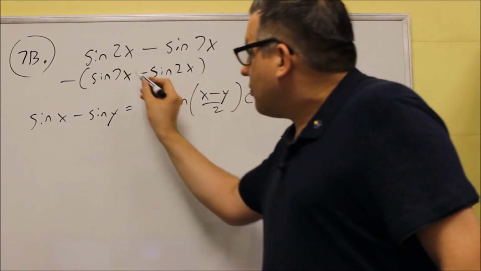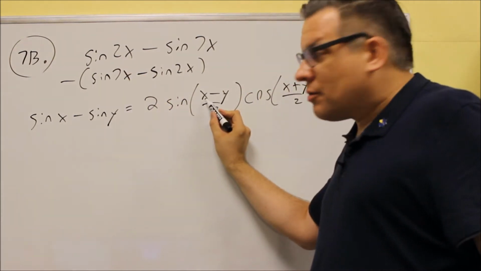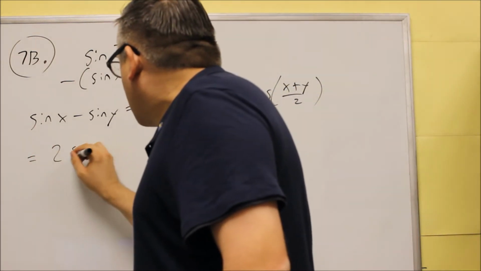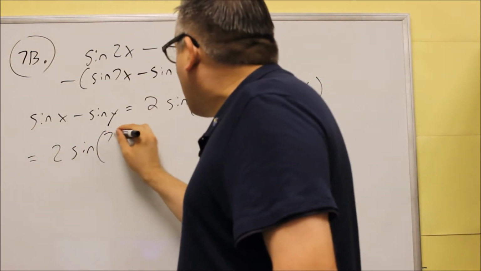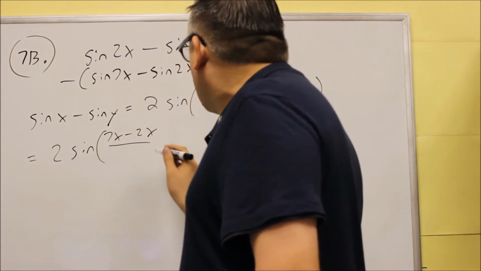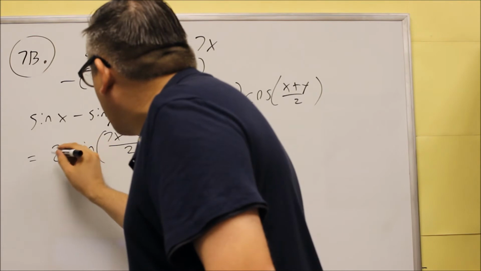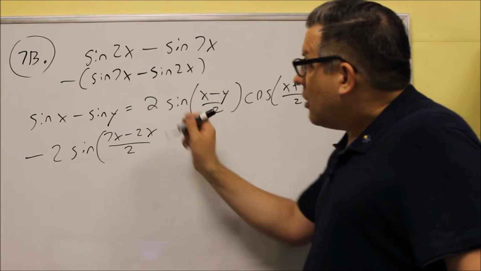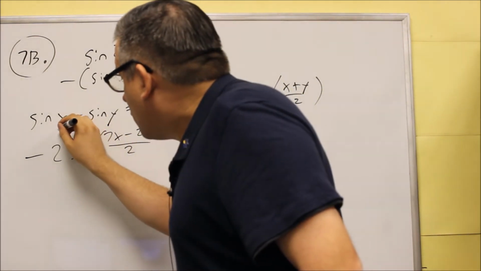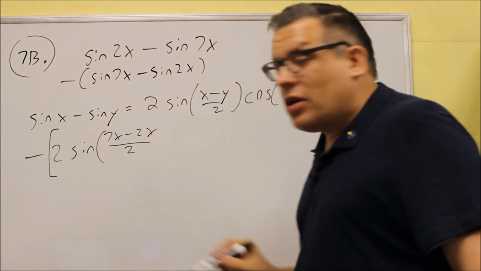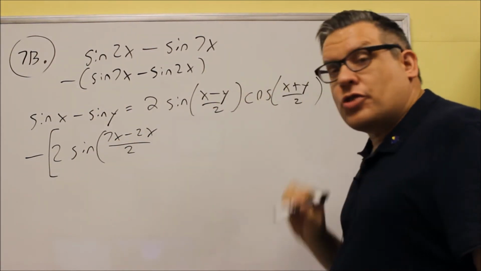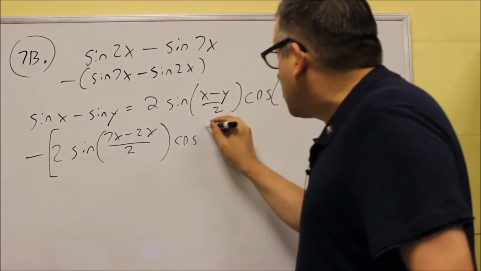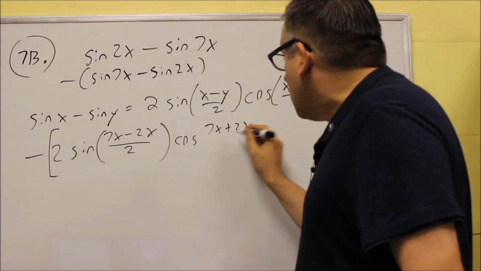Now, because we switched the order, 7x is going to go first here, and then the 2x is going to be your y. So we can plug that into the formula. We get 2 sine of (7x minus 2x) all over 2. And don't forget also, we really have a negative sign out front of everything because we have a negative sign out front here. So technically we have negative from up here, and then inside the brackets we're putting this particular formula in just to keep that straight. Next we've got the cosine one, x plus y, so (7x plus 2x) over 2.